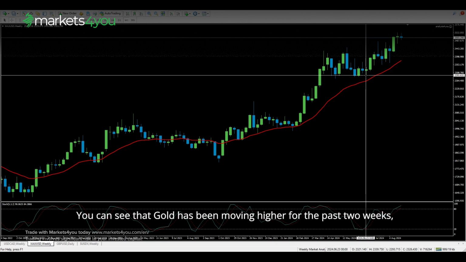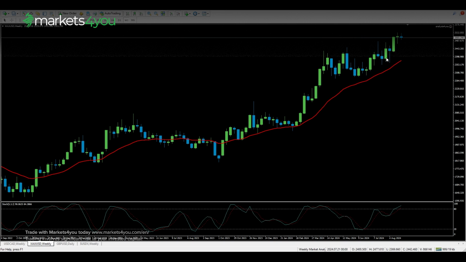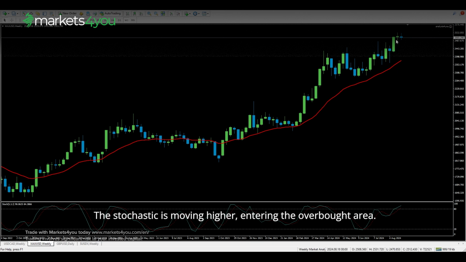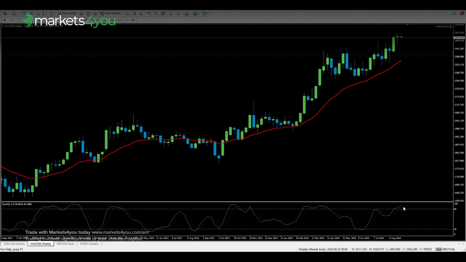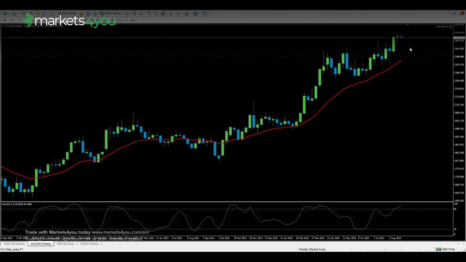You can see that gold has been moving higher for the past 2 weeks, breaking above key levels. The stochastic is moving higher, entering the overbought area. However, the candlestick pattern shows a potential reversal. Therefore, I expect gold to move lower and try to reach the support levels. Now let's switch to the daily chart.